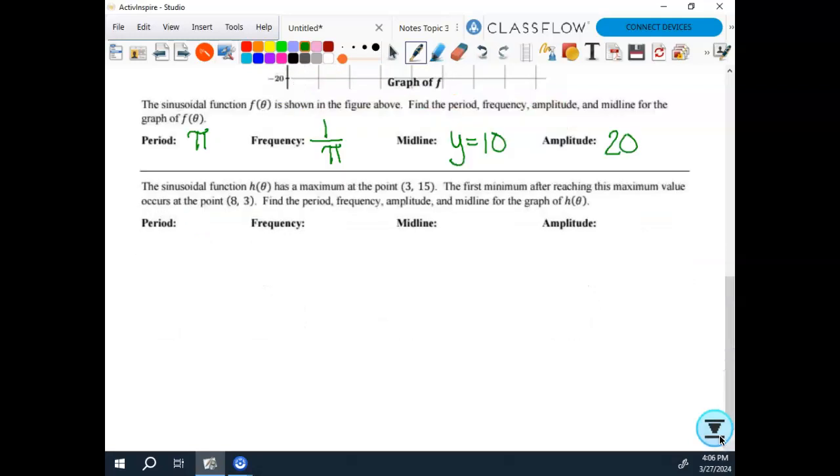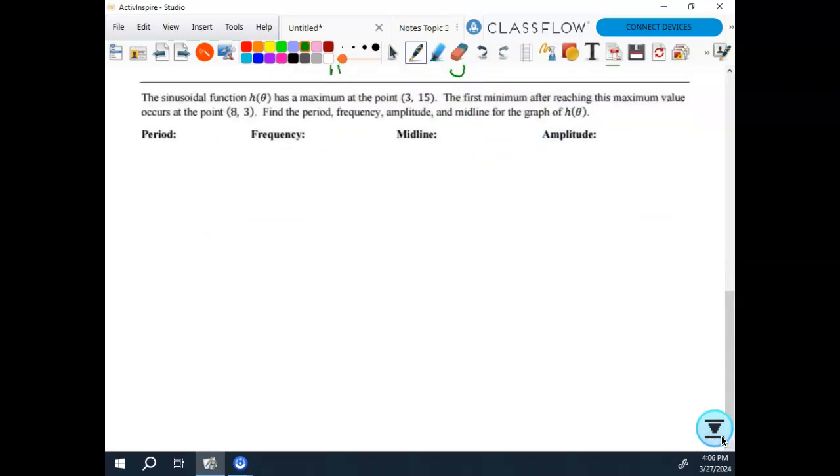All right, so now we're going to do the same thing, but without a graph. So let's draw ourselves a little picture here. So I have a y value of 15, a y value of 3, x values of 3 and 8. Okay, so when I plot these points, 3, 15 is right here, 8, 3 is right here.